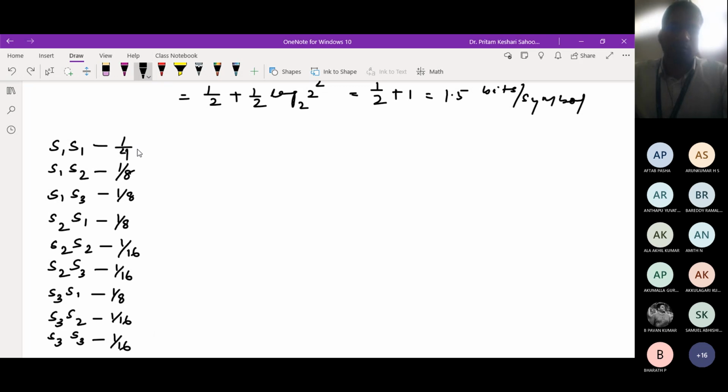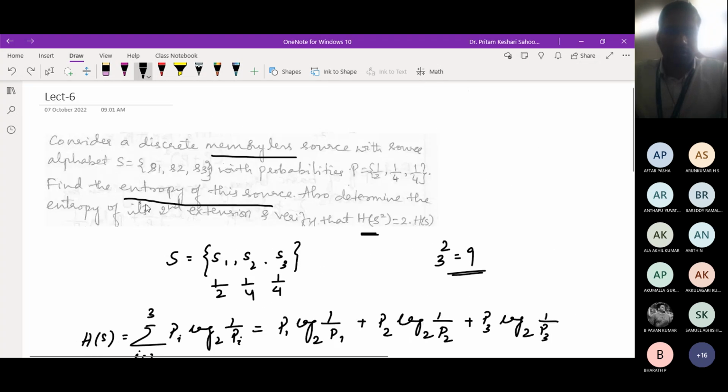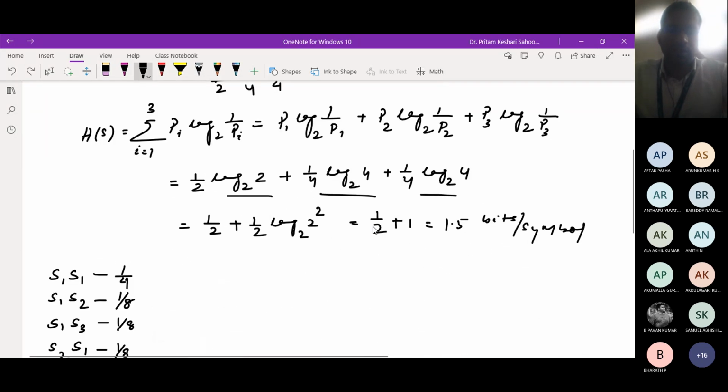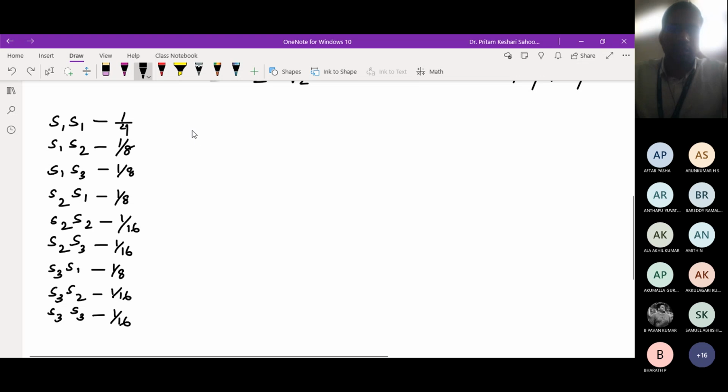Understood? Okay. So what we are going to do here, we have to determine the entropy of its second extension and verify that H(S²) is equal to 2 times H(S). So we have noted down the probabilities. Now let us find out H(S²). Any question? I think no. So that equals the summation of Pi, i equal to 1 up to 9, because there are 9 symbols, log base 2 of 1 divided by Pi.